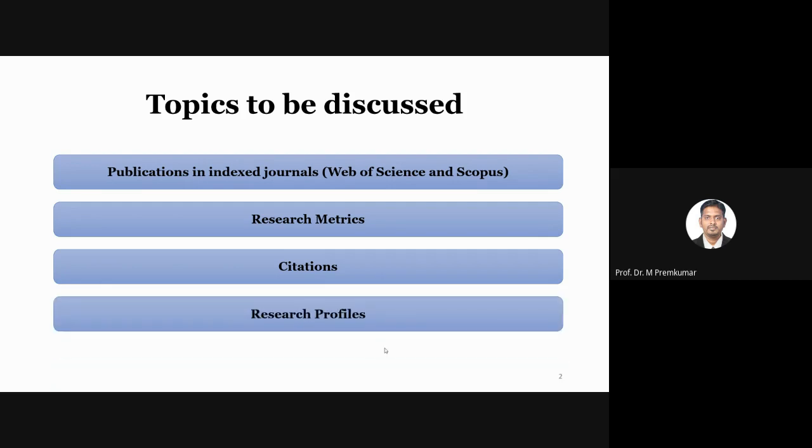And finally, as a researcher, what are the research profiles you should have? People think that once we publish, we will leave it. It should not be the case. You should have your own profile, and I'll tell you what profiles you have to have as a researcher, as a teacher, as part of the teaching fraternity, and where you have to create all those profiles.